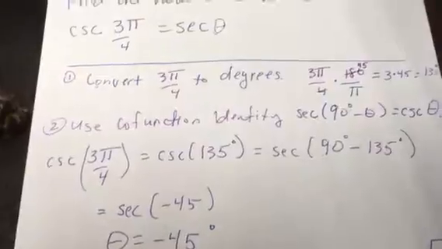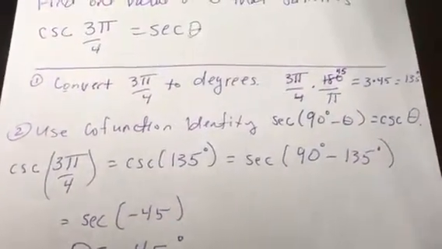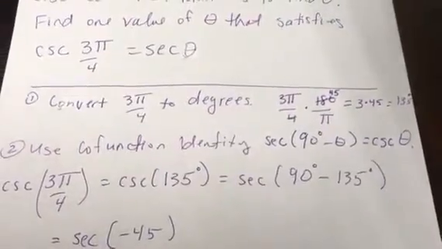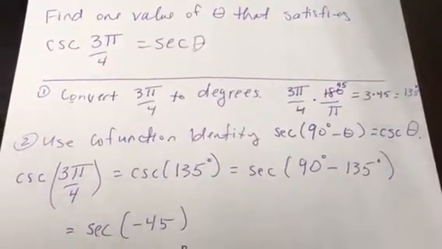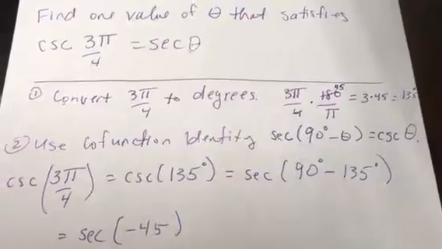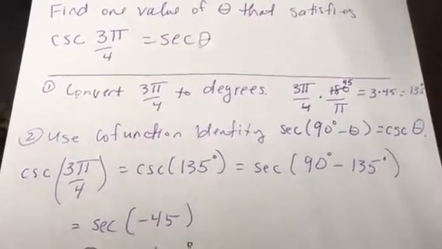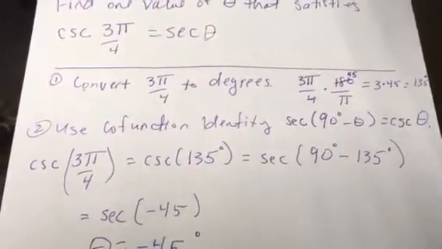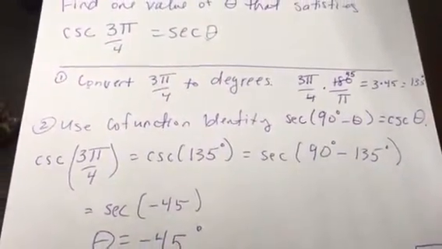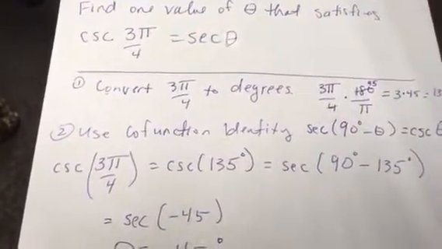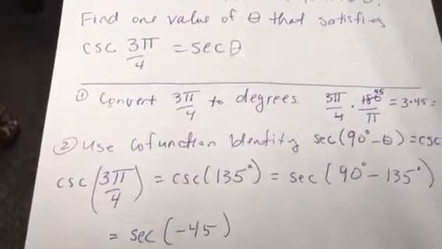Then second, we went to the cofunction identity: secant of 90 degrees minus theta equals cosecant theta. So we were able to rewrite cosecant of 3 pi over 4 as cosecant of 135 degrees, and then applying the cofunction identity, we know that that's secant of 90 minus 135, which gave us secant of negative 45. We should have stopped here, because this is theta.